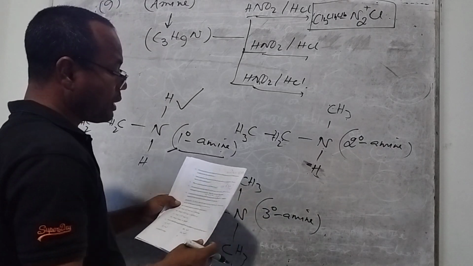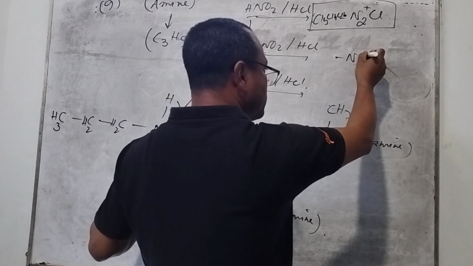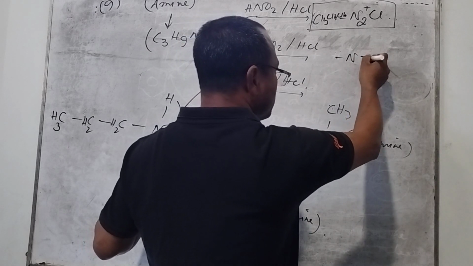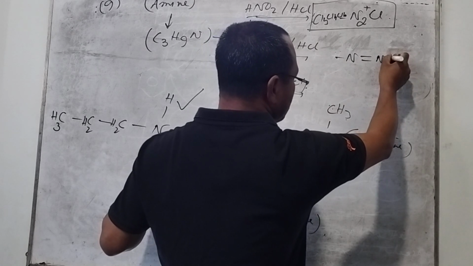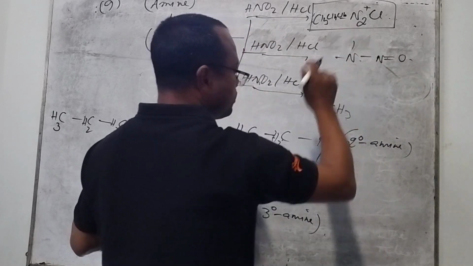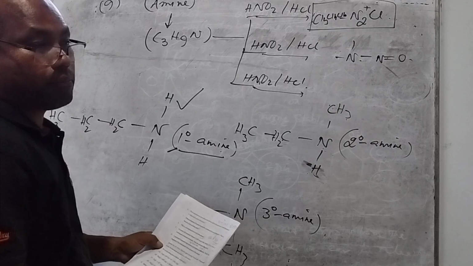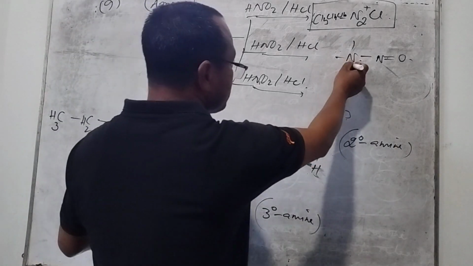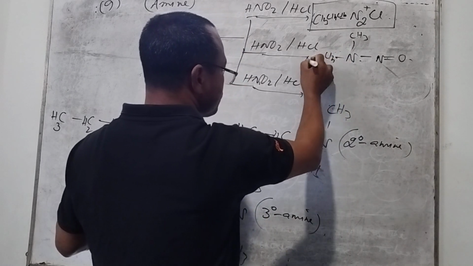So what will be the product of nitrosamine? This is the nitrogen, then here it should be a double bond, then nitrogen, here will be the single bond, it should be a double bond, oxygen. So this compound is what we call a nitrosamine, okay. So the remaining two bonds should be CH3, CH2, CH3.